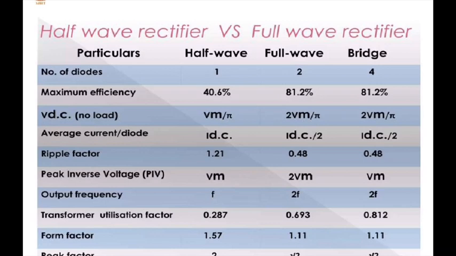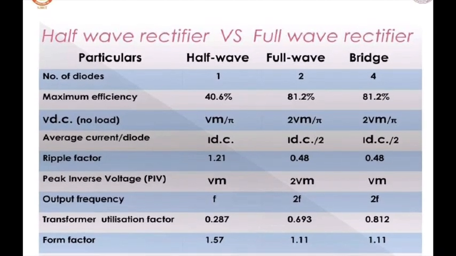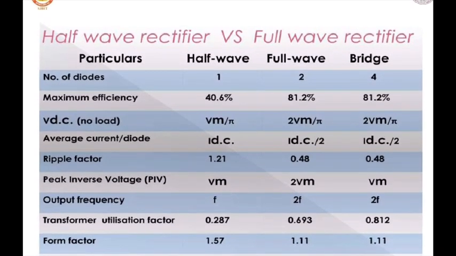The particulars are mentioned on the left side: maximum frequency, VDC, average current, diode ripple factor, peak inverse voltage, output frequency, center tap transformer utilization factor, form factor, peak factor. You can just go through it. You can just make sure what the major difference is between these 3.